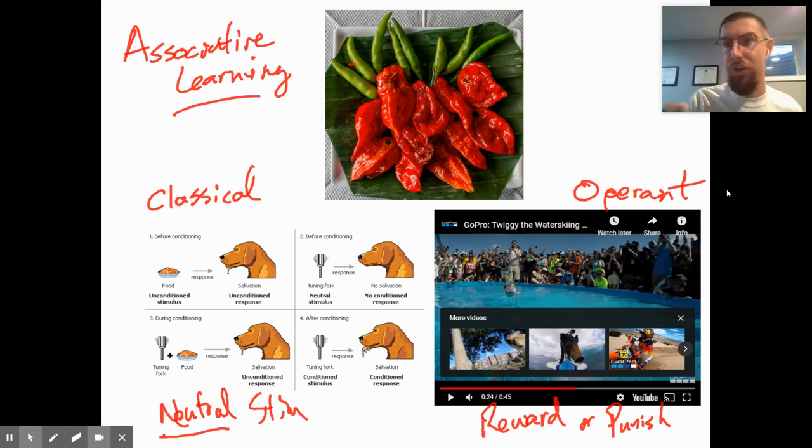So if the squirrel looked at the water skis, treat. If the squirrel touched the water skis, 2 treats. If the squirrel laid on them, 5 treats. Laid on them again, 5 treats. If the squirrel touched the handlebars, 10 treats. If the squirrel touched the handlebars again, 10 treats.